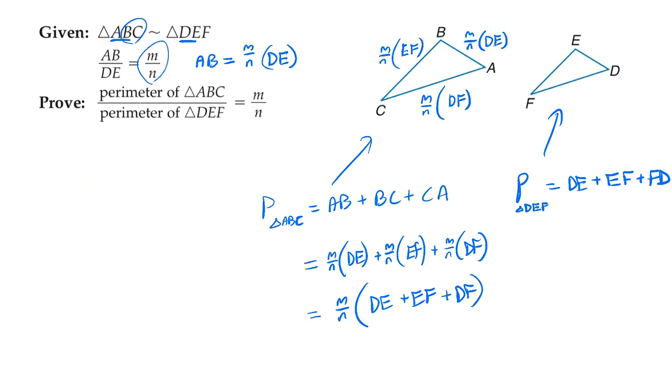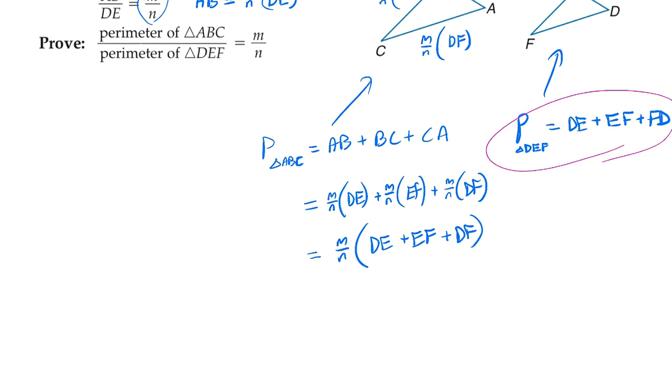Do we recognize that anywhere? Oh yeah, we do. That's the perimeter of the smaller triangle. So that means we now have the perimeter of triangle ABC equals M over N times, and I just substitute out this whole value for the perimeter of triangle DEF.